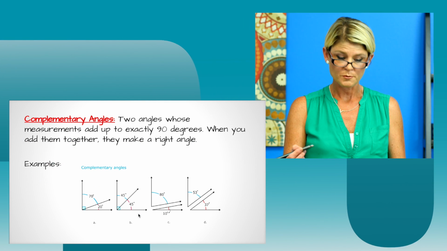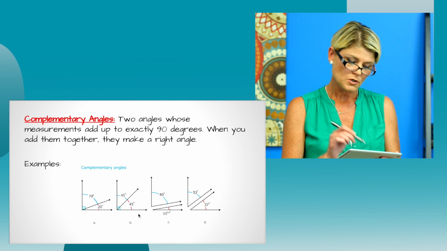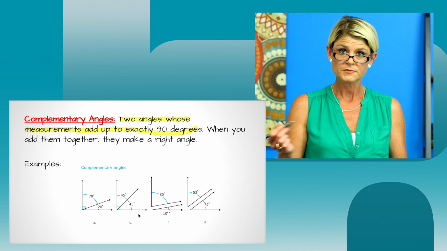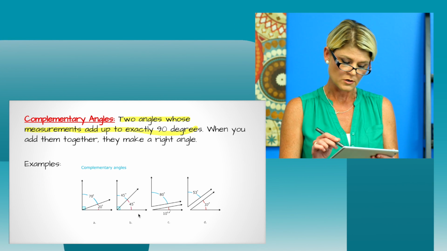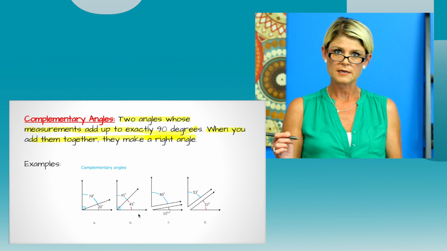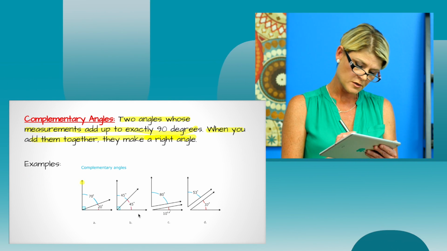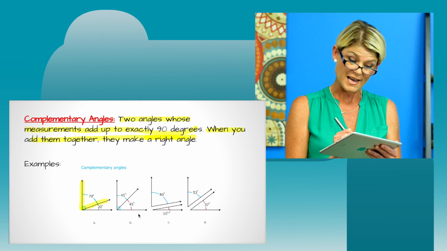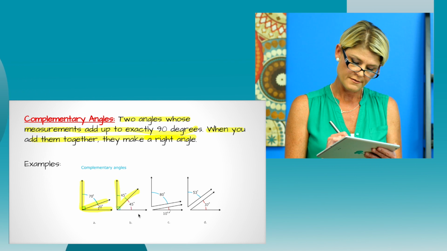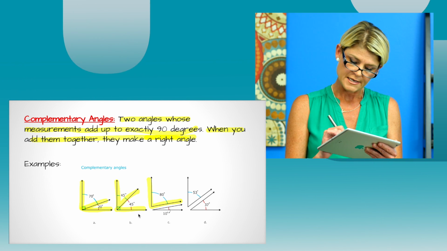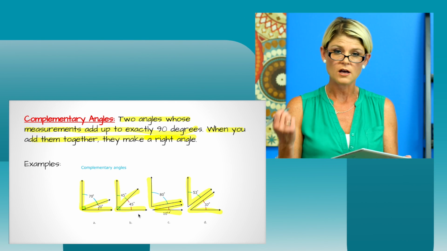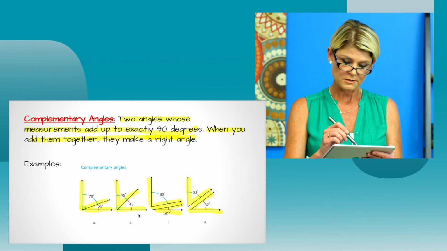Let's start with complementary angles. Complementary angles are two angles whose measurements add up to exactly 90 degrees, or a right angle. When you add them together, they make a right angle. Let's look at the examples below. I've got one angle at 70 degrees, one angle at 20 degrees, and together they total 90. This one's 45 and 45, 80 and 10, 53 and 37. You can see all of them total 90 degrees.